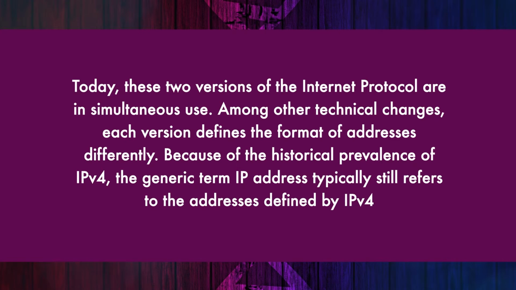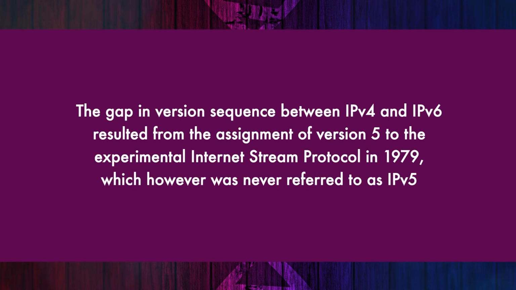Today, these two versions of Internet Protocol are in simultaneous use. Among other technical challenges, each version defines the format of addresses differently. Because of the historical prevalence of IPv4, the generic term IP address typically still refers to the addresses defined by IPv4. The gap in version sequence between IPv4 and IPv6 resulted from the assignment of version 5 to the experimental Internet Stream Protocol in 1979, which however was never referred to as IPv5.